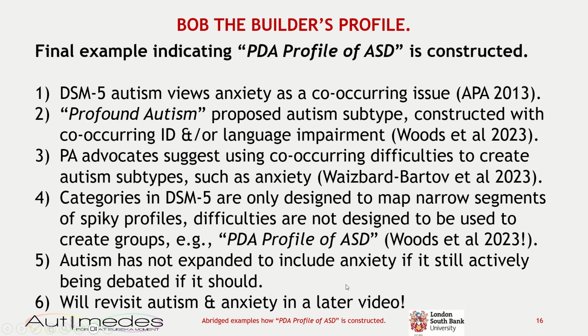We know that autism has not expanded to include anxiety if it's actually being debated whether autism should be expanded to include anxiety. Because if autism had expanded to include anxiety, we would not be debating if it should be expanded to include it. So I'll revisit autism and anxiety in a later video because I have massive problems with trying to make anxiety an autism feature. It has a lot of knock-on effects which are not good.